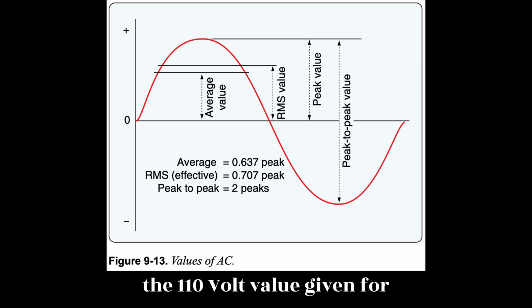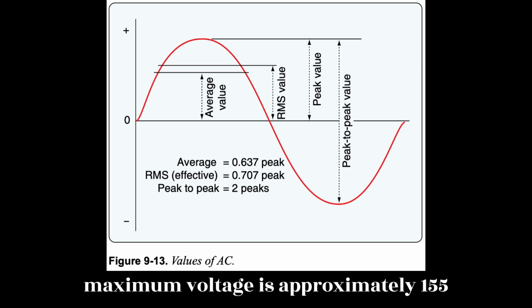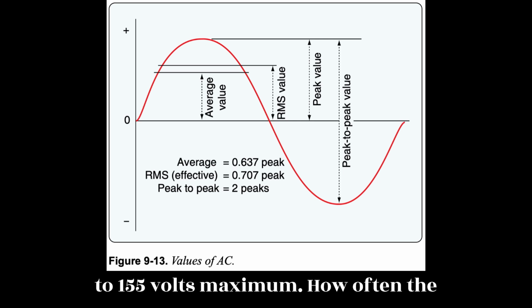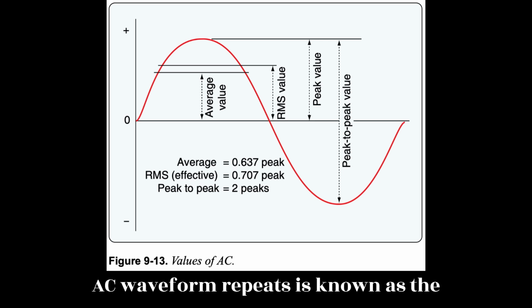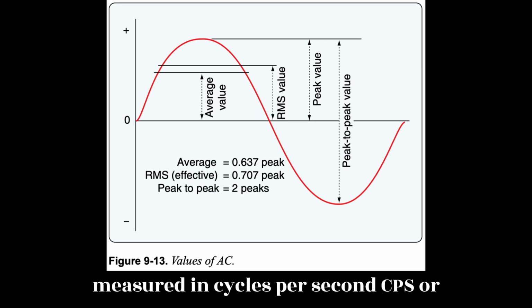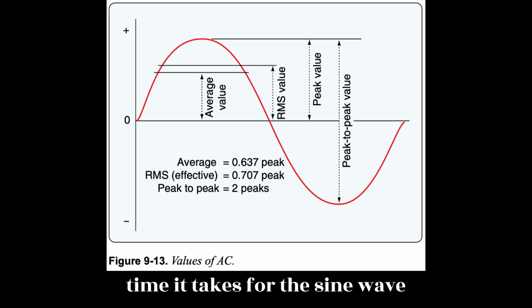Thus, the 110 volt value given for AC is only 0.707 of the peak voltage of this supply. The maximum voltage is approximately 155 volts: 110 times 1.41 is equal to 155 volts maximum. How often the AC waveform repeats is known as the AC frequency. The frequency is typically measured in cycles per second, CPS, or Hz. 1 Hz equals 1 CPS.